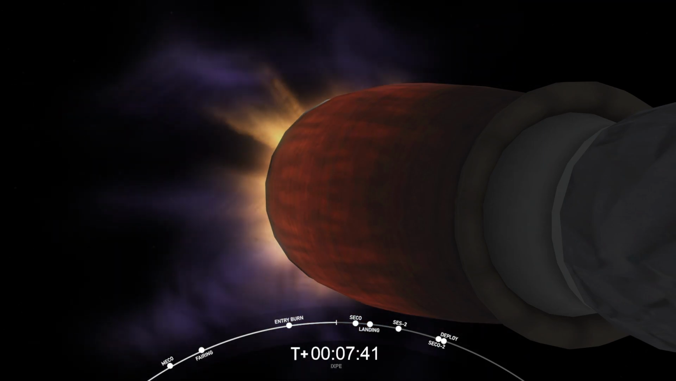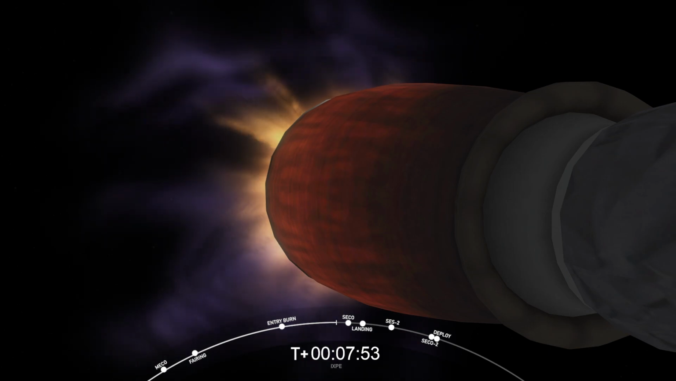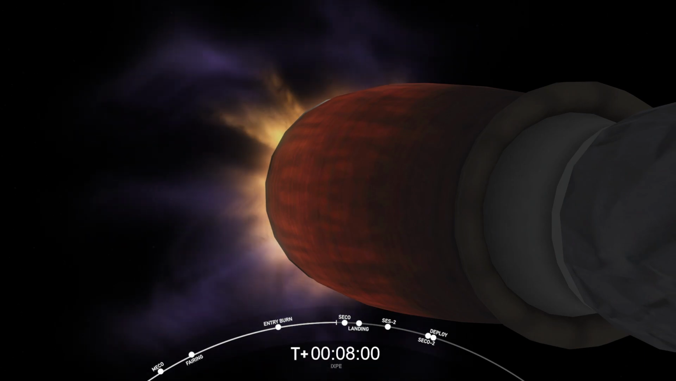Stage one transonic. Call out there for stage one being transonic, so it's transitioning from supersonic speeds back to subsonic speed. Next events coming up will be second engine cutoff number one, that's shutdown of this Merlin vacuum engine. And pretty close after, we'll hear a call out for landing burn startup on the first stage.